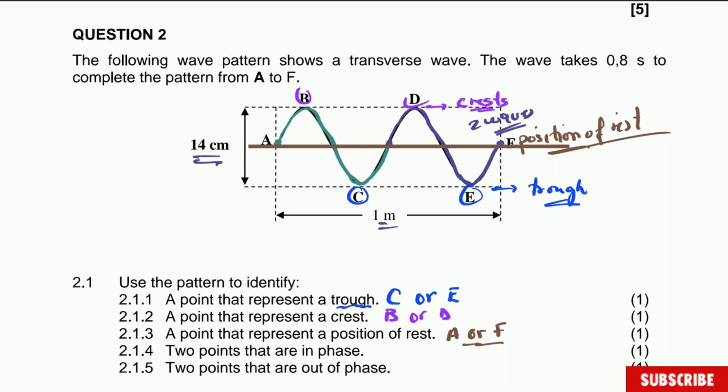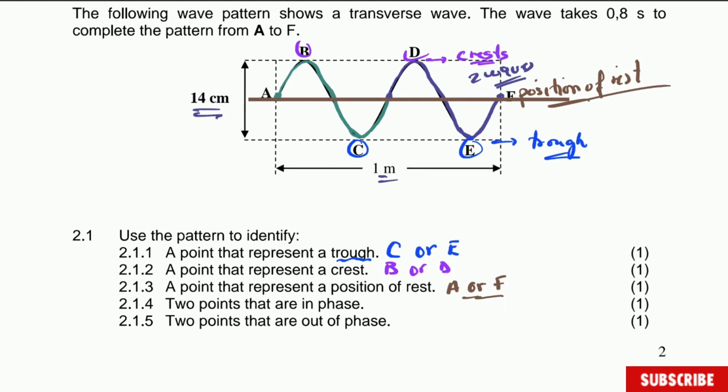Two points that are in phase. Remember the definition of points in phase. In this case, points in phase will be B and D, or C and E. Either one of those are points in phase. They have the same motion at the same time. So points in phase here will be B and D, or you can also say C and E.